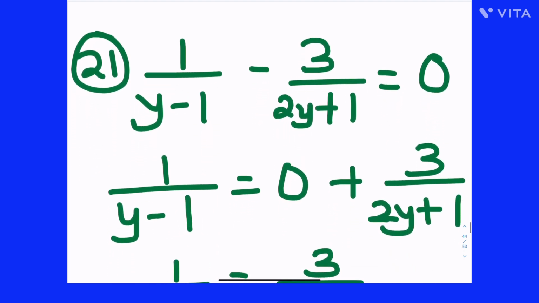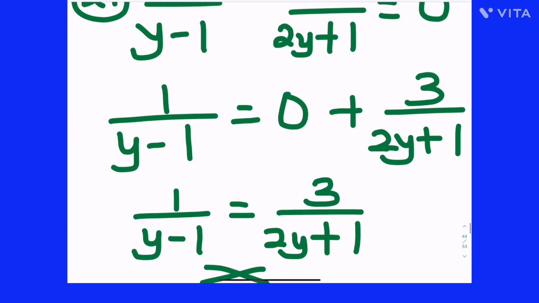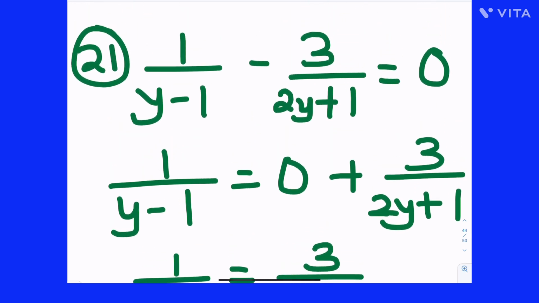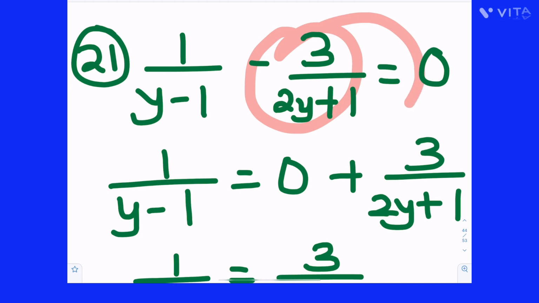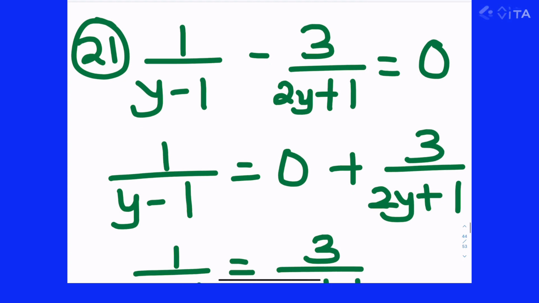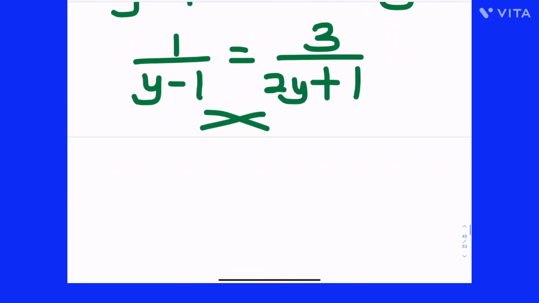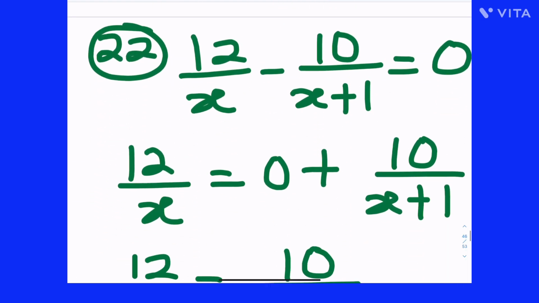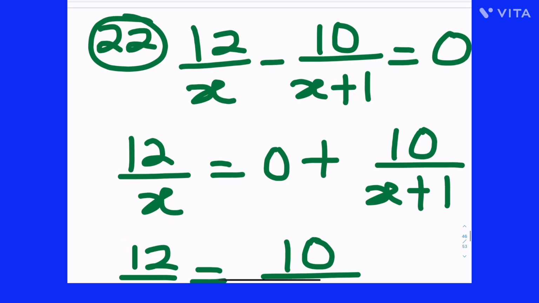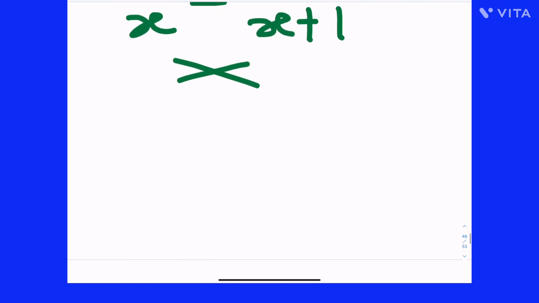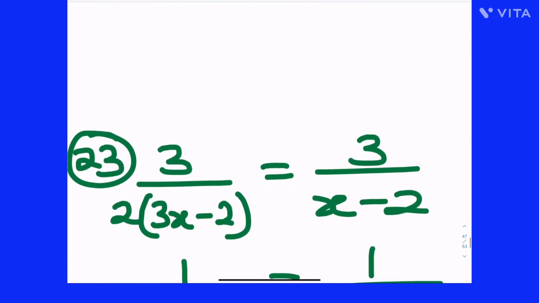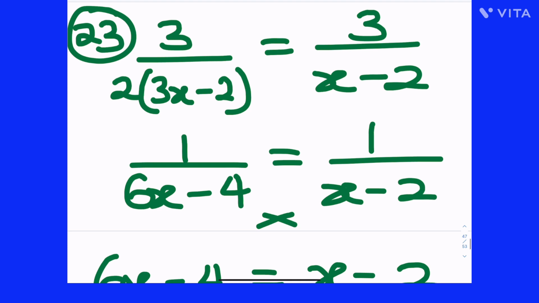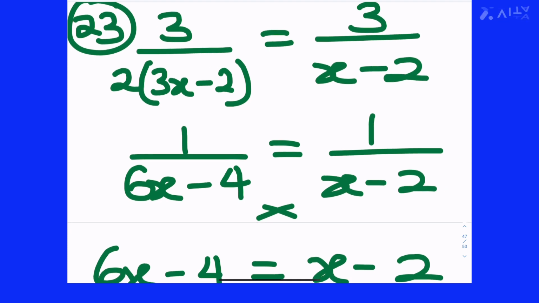Number 21, same thing as the previous ones. You understand? Take this fraction to the right across the equal to sign, it will become positive. Then the rest is easy. Number 22, same thing. Number 22 is the same thing as number 21. Number 23, just cross multiply.